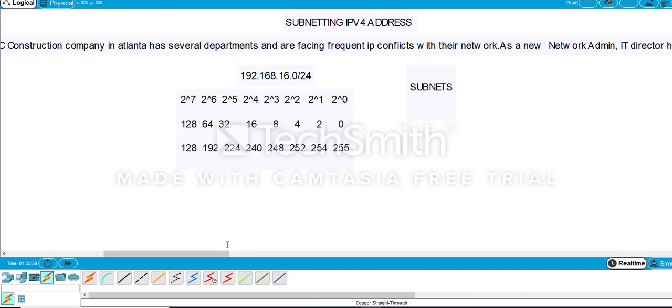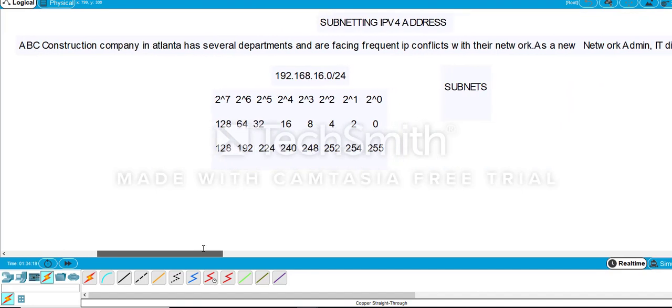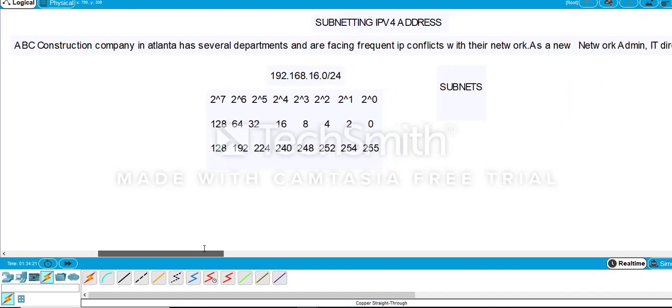Before we do, we have a very small question that we're going to read, and I'm going to be sliding off my computer back and forth. That way you can read the question, and it's just a basic question. So we have this company right here. It's called ABC Construction Company in Atlanta, Georgia. It has several departments and is facing frequent IP conflict within their network.